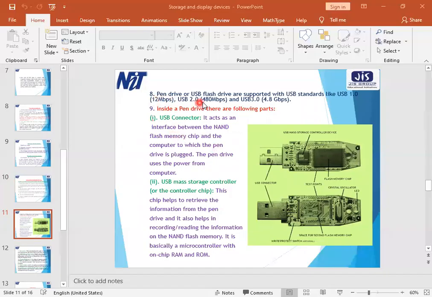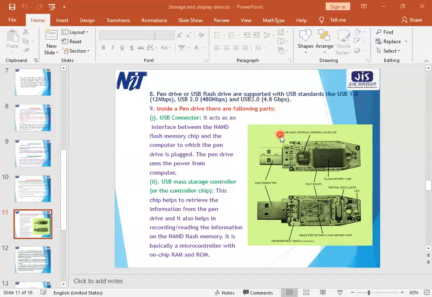Now, pen drives or USB flash drives come in different standards, like USB 1.0, which allows transfer of data at a speed of 12 megabytes per second. USB 2.0, 480 megabytes per second. USB 3.0, 4.8 gigabytes per second. So this is of very high speed.